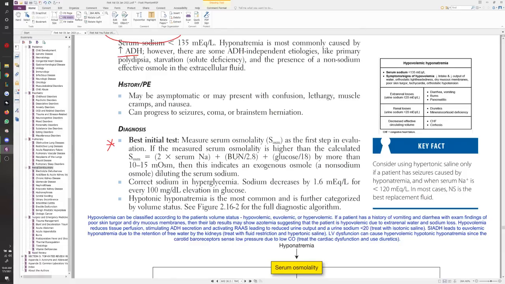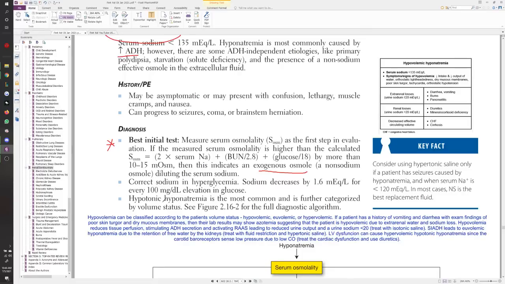And when you do this number, if the calculated serum osmolality turns out to be 10 to 15 more than the serum osmolality that was given in the question, then that means that something else, some exogenous osmol, not sodium, is actually causing a dilution in their serum sodium, causing them to become hyponatremic. That's all this is talking about. Correct the sodium in hyperglycemia. Sodium decreases by 1.6 milliequivalents per liter for every 100 milligrams per deciliter elevation in glucose.